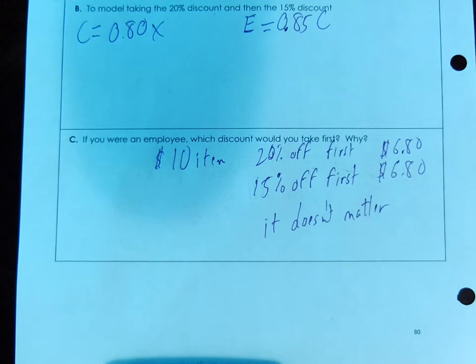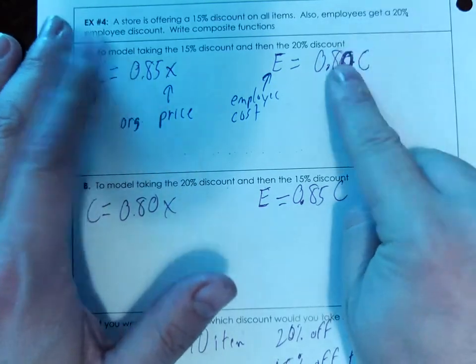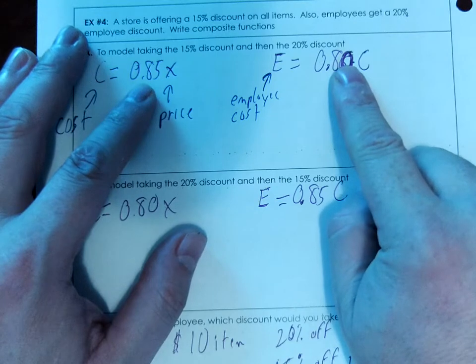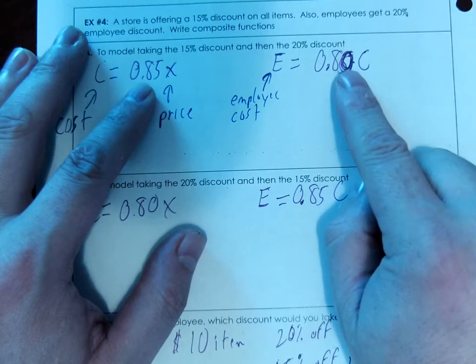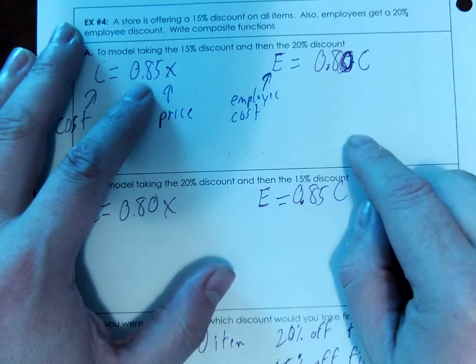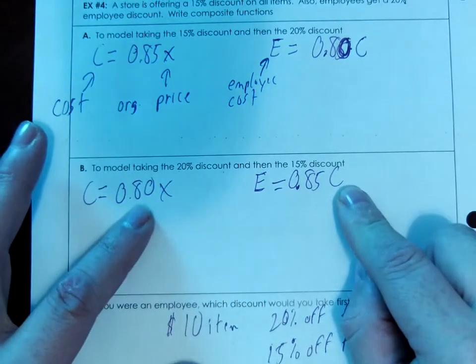If we do 0.85 times 10 and then do that number times 0.8, we're going to get the same thing as if we do 0.8 times 10 and then times that by 0.85. And that should kind of make sense to you because multiplication is commutative. What does that mean? That means if we multiply by 0.8 first or 0.85 first, it doesn't matter as long as we're multiplying by both. And we are multiplying by both because we're doing a composition of functions here. We're putting the one function into the other one. In other words, we're replacing c with 0.85x here or 0.8x here.